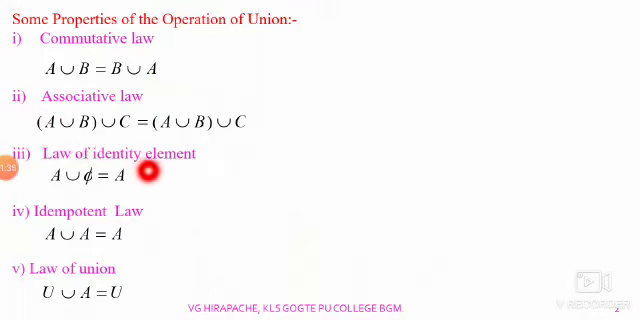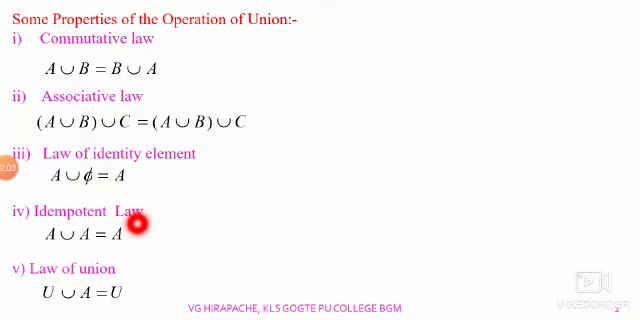Next, law of identity element. Any set union empty set gives the same set. Such law is called as law of identity element. Here, empty set is an identity element. That is, A union null set is always equal to A. Therefore, phi or null set is called identity element.